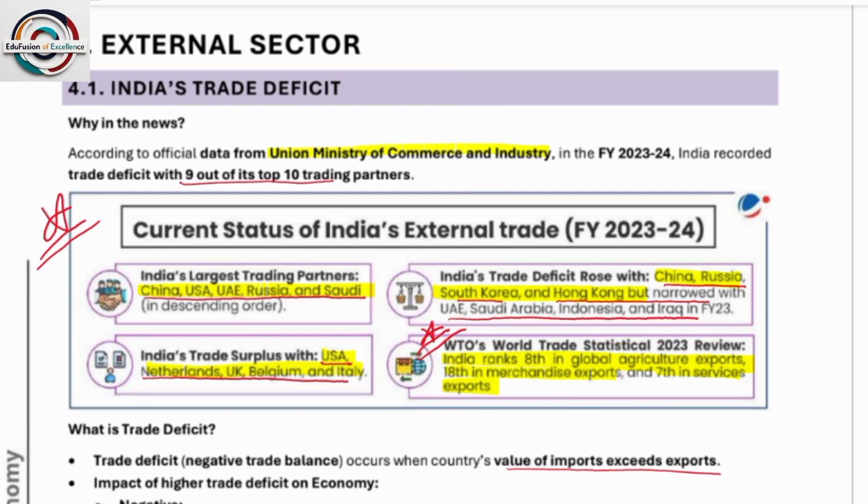In the external sector, the first one is India's trade deficit. What do you mean by trade deficit? When the balance of payment shows a deficit instead of a surplus, or when import takes place more than export, only in that case the trade deficit happens. According to official data from the Union Ministry of Commerce and Industry, in the financial year 2023-24, India recorded a trade deficit with 9 out of its 10 trading partners.